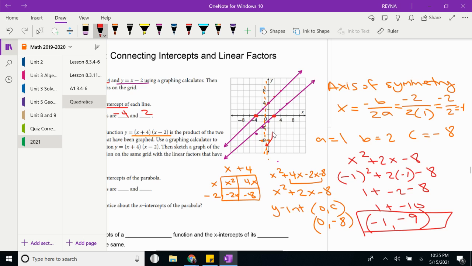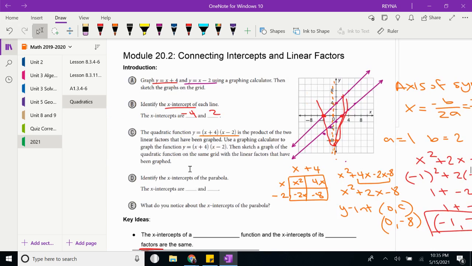So we know it's opening up. And what do you know? Our parabola is actually the same zeros as our individual linear graphs. So it's asking us, what are the x-intercepts of our parabola? They're actually the same. It's negative 4 and 2. And up here, we got negative 4 and 2. They're the same.